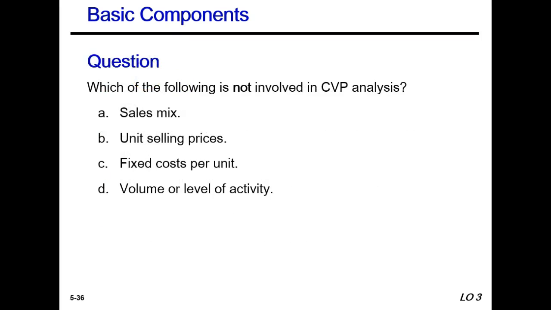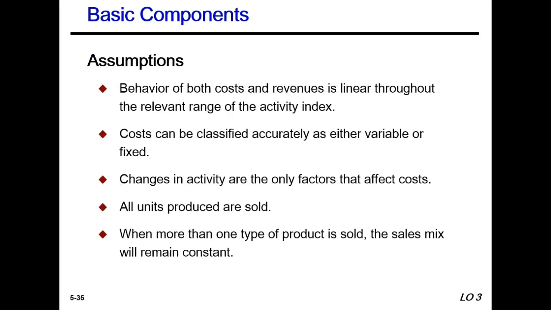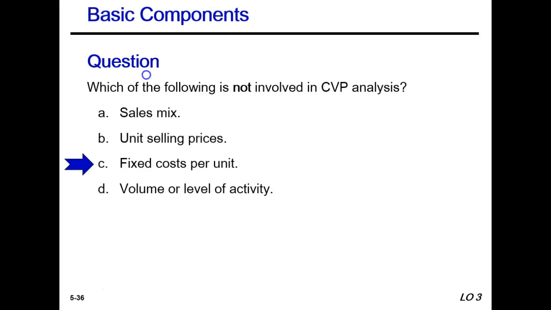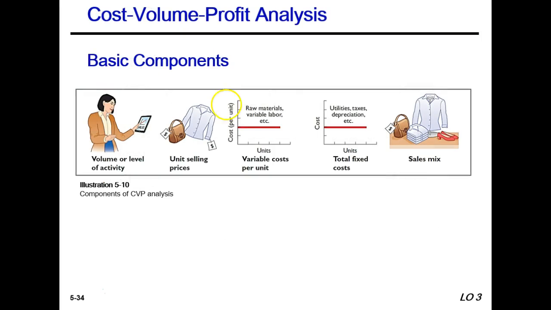Which of the following is not involved in CVP analysis? I know it. Do you guys know it? Fixed cost per unit. Okay? It's got total fixed costs, but we don't care about per unit.